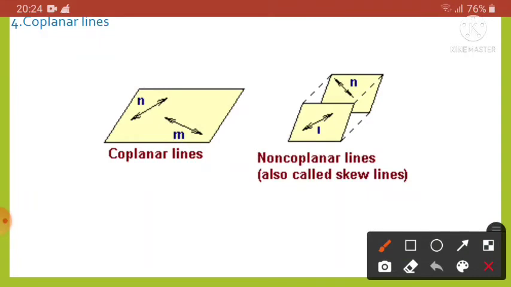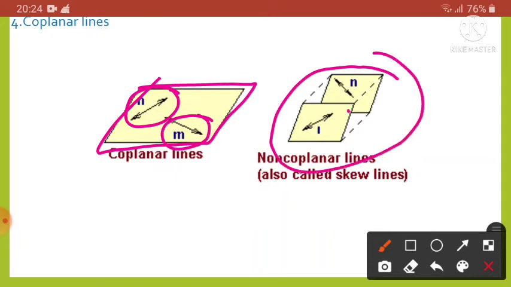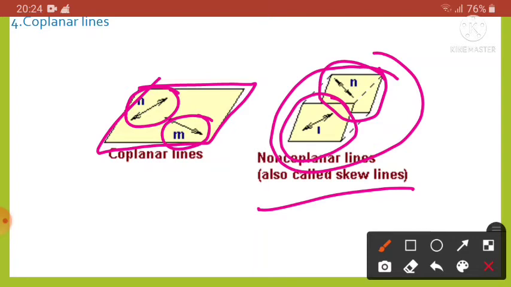If two lines lie on the same plane, here the lines N and M are lying on the same plane, then these two lines are known as coplanar lines. But if they are not lying on the same plane, here you can see that line L is lying on another plane and line N is lying on another plane. So these two lines are not coplanar lines. These are known as skew lines or non-coplanar lines.